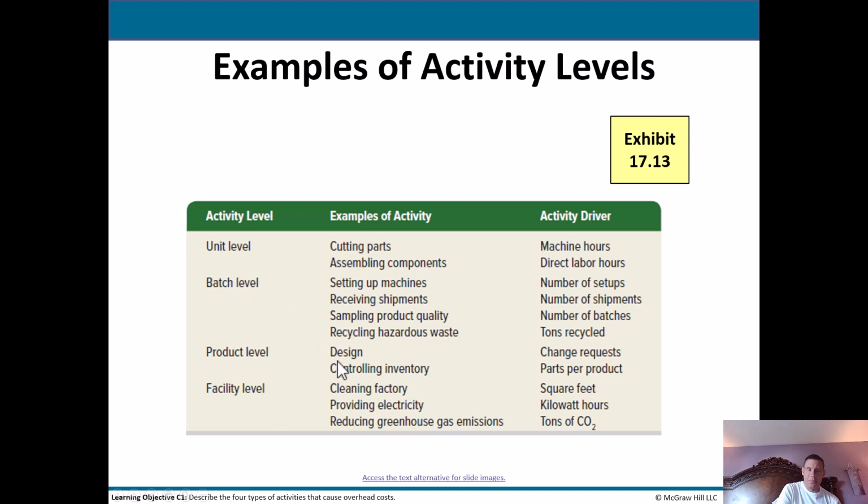Product level is based on the product. So designs are different for each product. Facility level, cleaning the factory and providing electricity are two good examples of facility level.